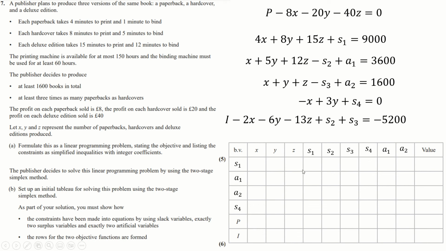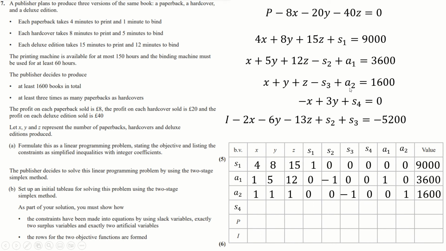And now we just fill in the coefficients, right? So this first row here is the one that has S1 in it. So that's this row here. So that goes 4, 8, 15, and then 1, and then a bunch of zeros because there's none of those S's or A's in it, and then 9,000. Then the one that has A1 in it is this one here. So that's going to be 1, 5, 12, and then there's 0 S1s, but there's minus 1 S2s, and then like so. And then the next one is the one with A2. That's this row. So hopefully that's fairly self-explanatory now. And you keep going with that method like this.